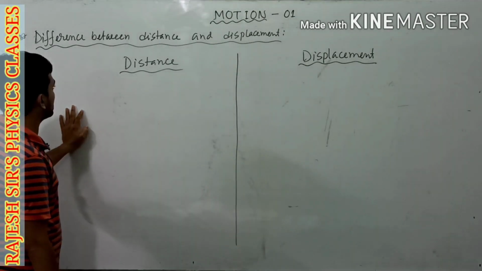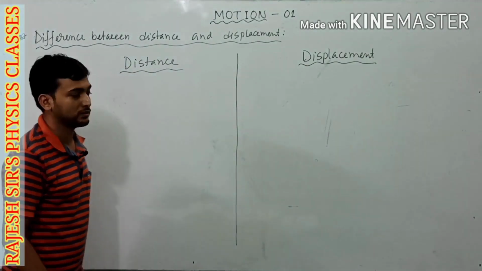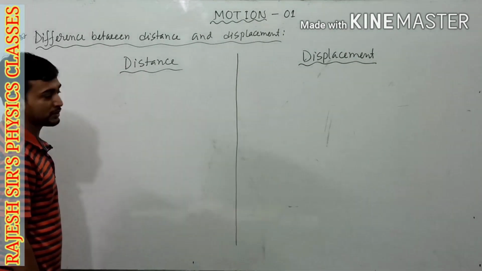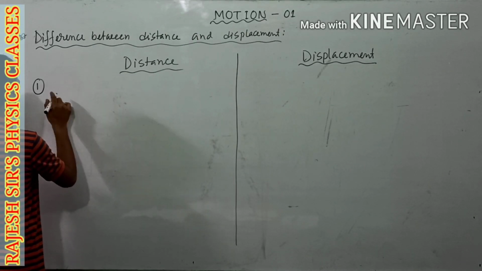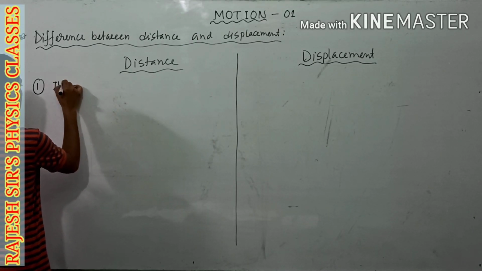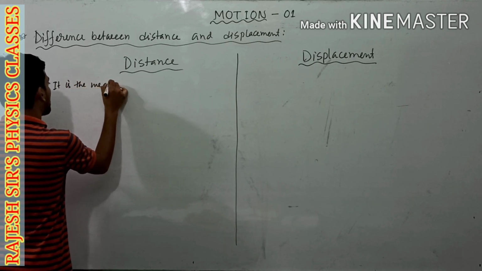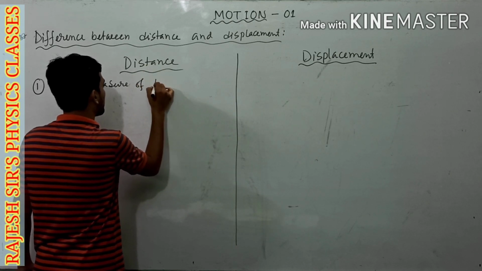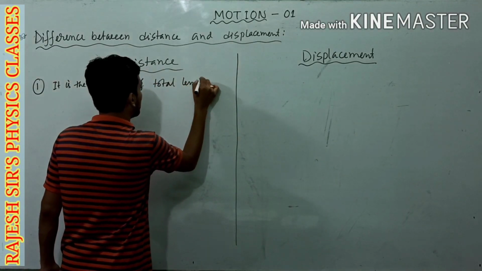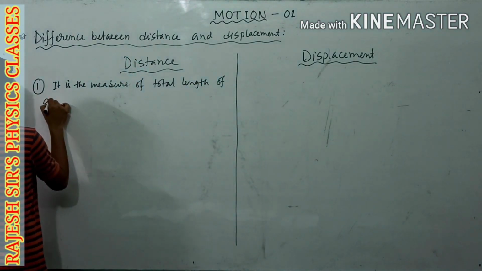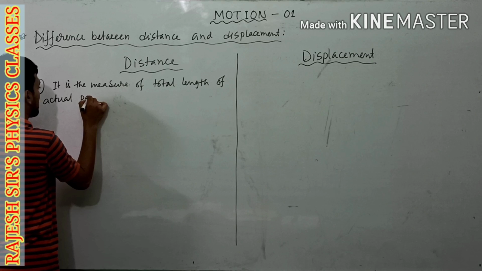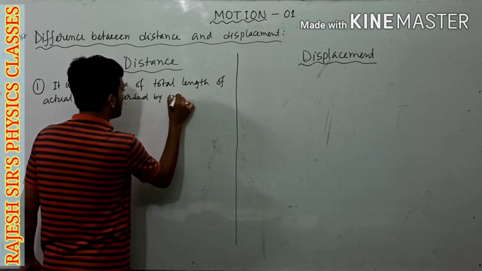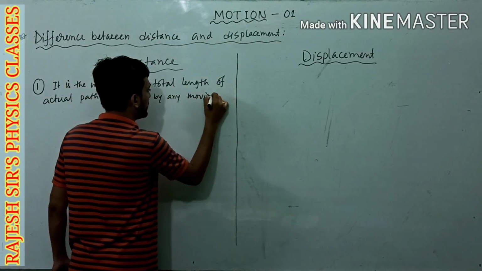Now we are going to discuss the difference between distance and displacement. Okay. So what will be the first point? First point will be the definition of distance and displacement. So here only we have to write the definition. Distance is the measure of total length of actual path traversed by any moving body.